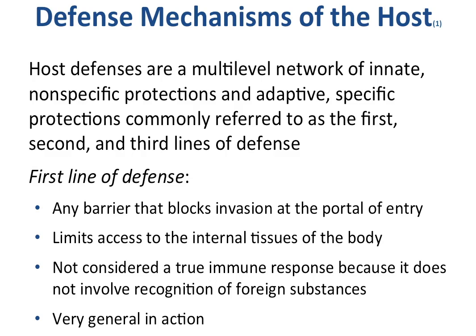So the defense mechanism includes first, second, and third lines of defense. The first line of defense is a physical barrier that can block invasion at the port of entry, such as the skin, and the mucus of organs such as the stomach and GI tract.